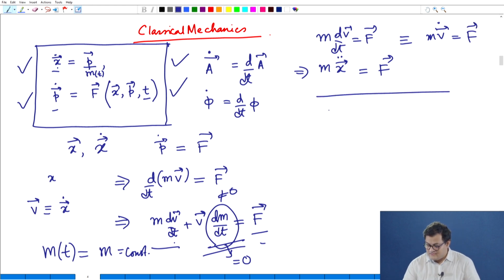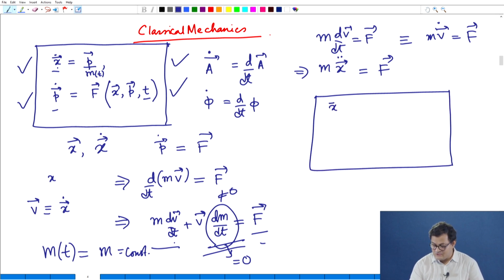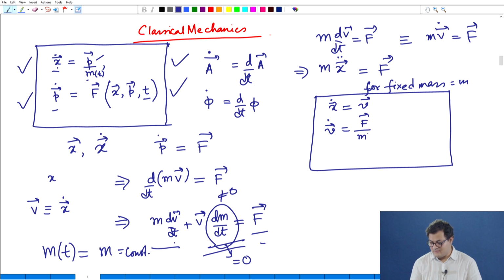Then the simplified equations of classical mechanics will be, for fixed mass m, x dot is equal to v, because now my mass is constant. I do not really need to introduce p differently. So, I just write x dot is equal to v, and v dot is equal to some force f by m, which is a constant.